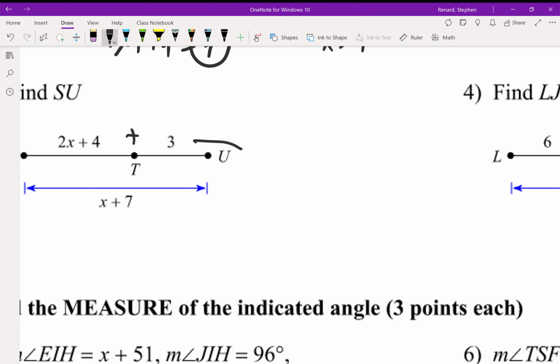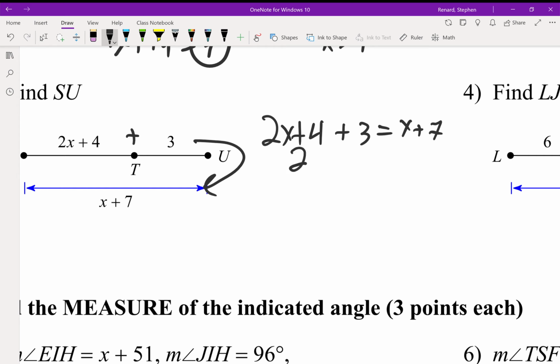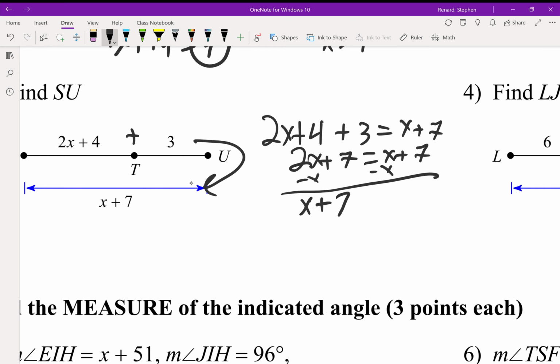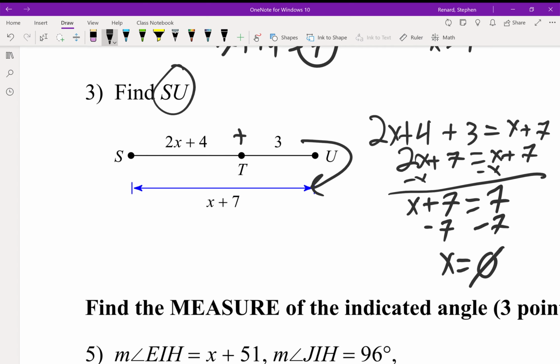Again, we add the top 2 to get the bottom one. 2x plus 4 plus 3 equals x plus 7. That gives me 2x plus 7 equals x plus 7. Subtract x from both sides. That gives me x plus 7 equals 7. Subtract 7, and lo and behold, I get x equals 0, which none of us like. Now I'm looking for SU right here, so I'm going to put a 0 right there. 0 plus 7 is 7, so 7's my answer.